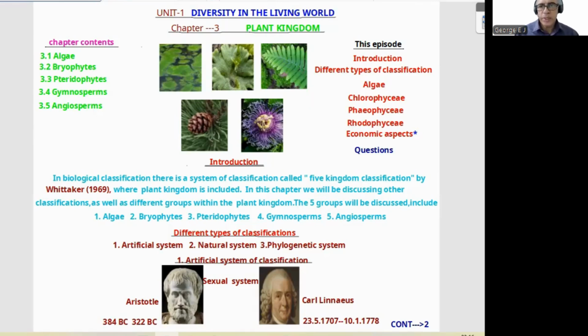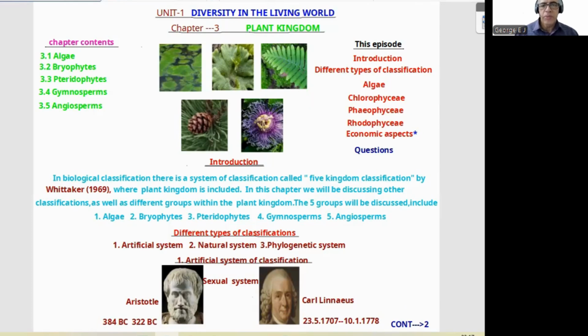And 5 groups among the plant kingdom we'll be discussing, and the topics undergoing discussion in this episode include algae, bryophyte, pteridophyte, gymnosperm, angiosperms. So today we'll be discussing different types of classification as well as algae. So we can start with the different types of classification. Here you can find.